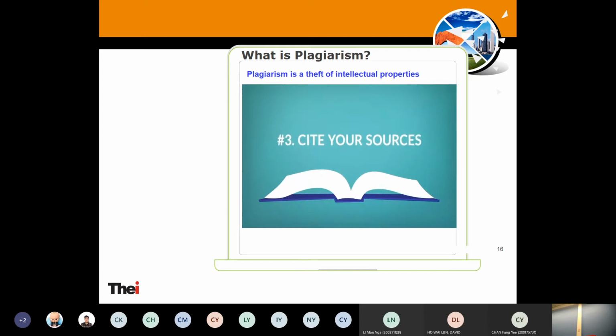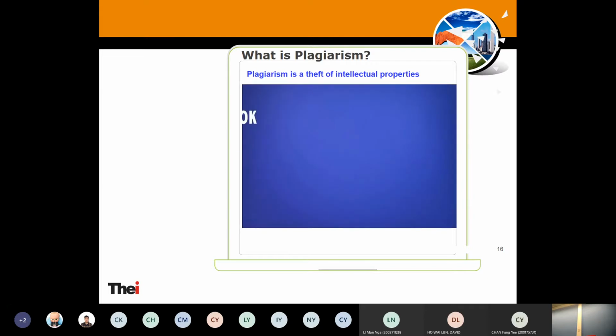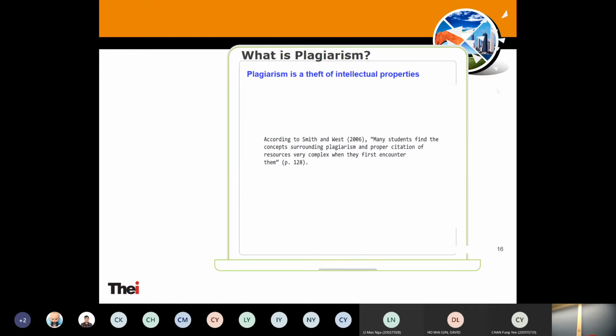Number 3, cite your sources. As I've already said, you need to cite information that you get from a source. Whether it is from a book, journal article, blog, or website, you need to cite it. Here's an example of a citation. In the parentheses, you can see that both the publication year and page number are given.